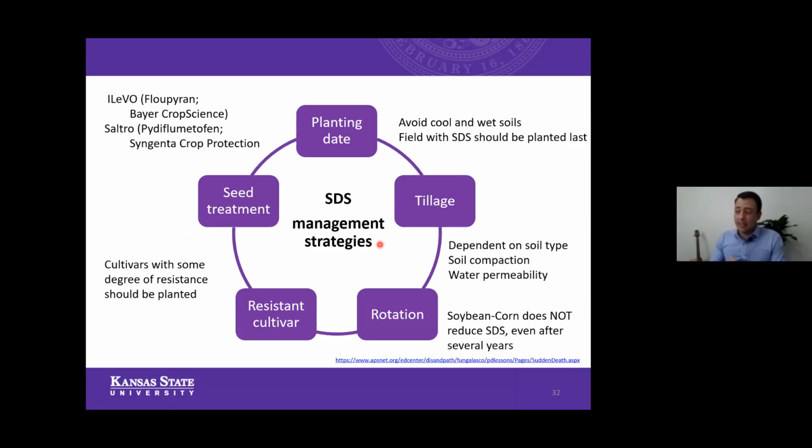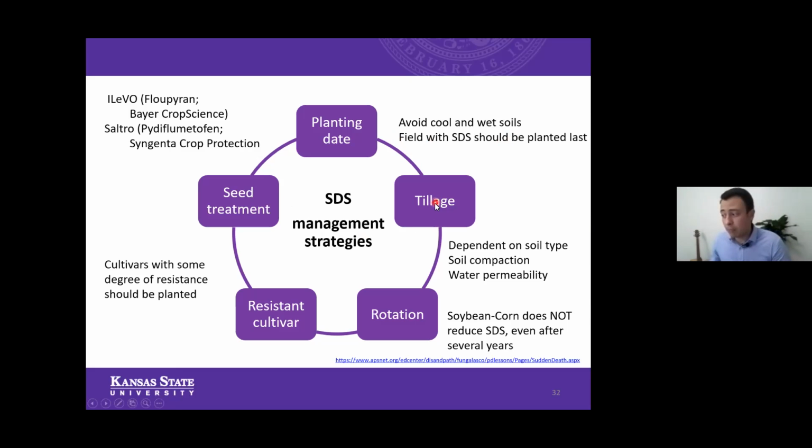So SDS, as I mentioned, variety selection is a good way to control and manage this disease. However, it takes more than that. Soil-borne diseases are very complex, and it takes integrated management strategies, right? So planting date: avoid cool and wet soils. Fields with SDS should be planted last to try to avoid those low temperatures and saturated soils.